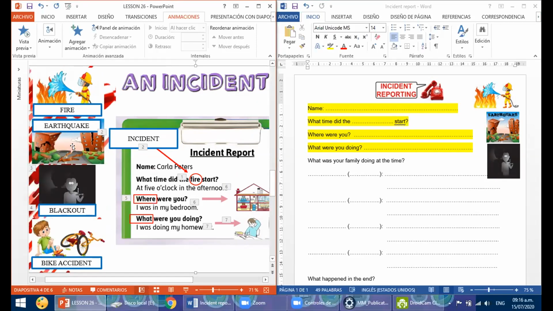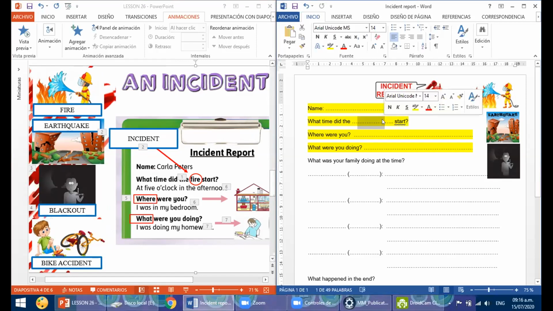You have 4 here. Okay? And in this part, we are going to complete the incident. Could be blackout, as I say. Could be a bike accident. Choose please one, okay? Where it says name, it is your name, obviously.